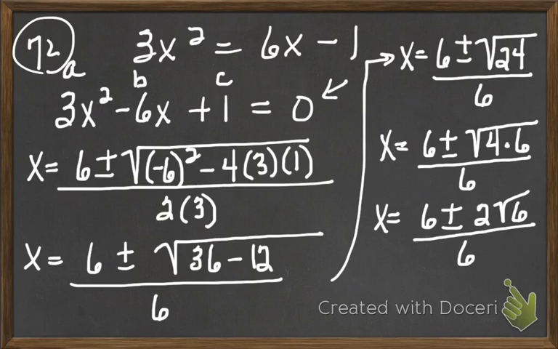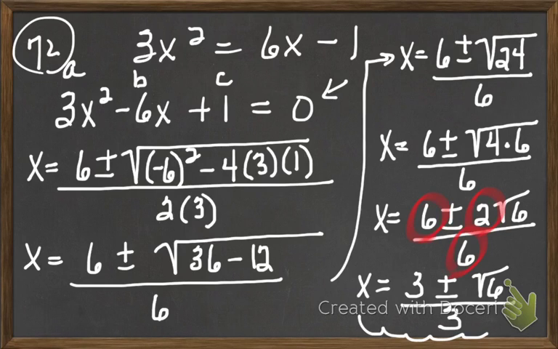Alright, that's as far as you can go unless 6 and 2 and 6 can be reduced. So is there a number that will go into all three of those? 2. So then you have to reduce it one more step. 6 divided by 2 is 3. 2 divided by 2 is an understood 1, so you'll just have the square root of 6. And then 6 divided by 2 is 3. And you'll just have to leave it like this because you have that square root of 6 that you can't add or subtract to your 3.